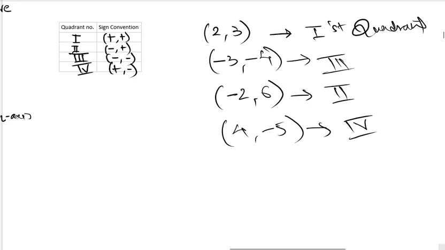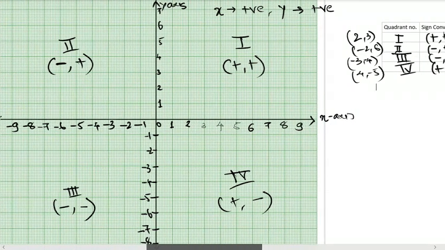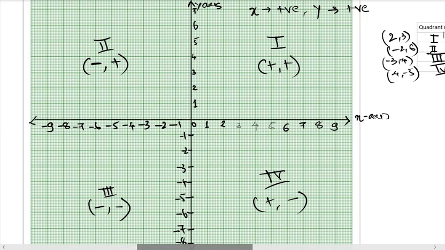First point is 2 comma 3. I will write the points over here, so I'll be able to see them: 2 comma 3, then minus 2 comma 6, then minus 3 comma minus 4, and 4 comma minus 5. The third quadrant will have minus 3 comma minus 4 and the fourth will have 4 comma minus 5, right? So these are the 4 points in 4 quadrants according to the sign convention. Now let us plot the points and check whether they actually lie in these quadrants or not.